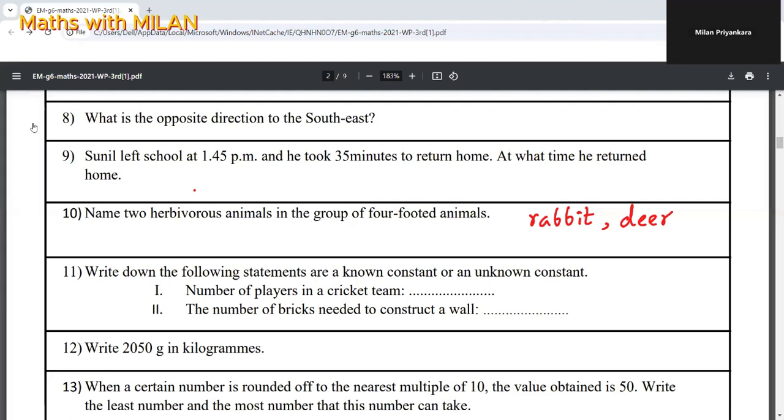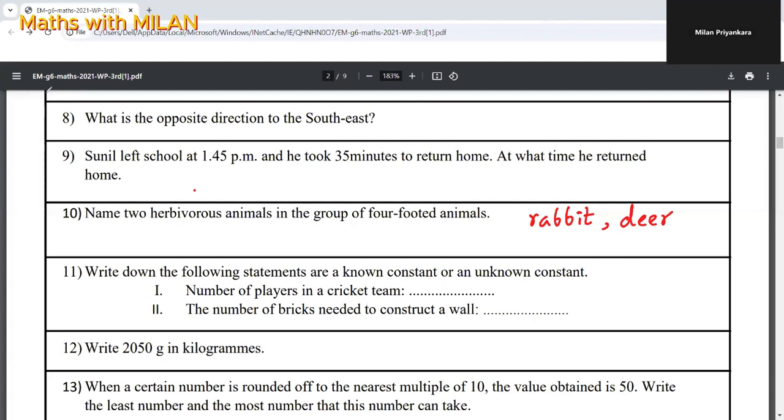And we have other animals. There are other types of animals which are carnivores. Carnivores means the animals that eat meat only. And there are omnivores also. Omnivores means the animals that eat both meat and plants, just like the dog, right?